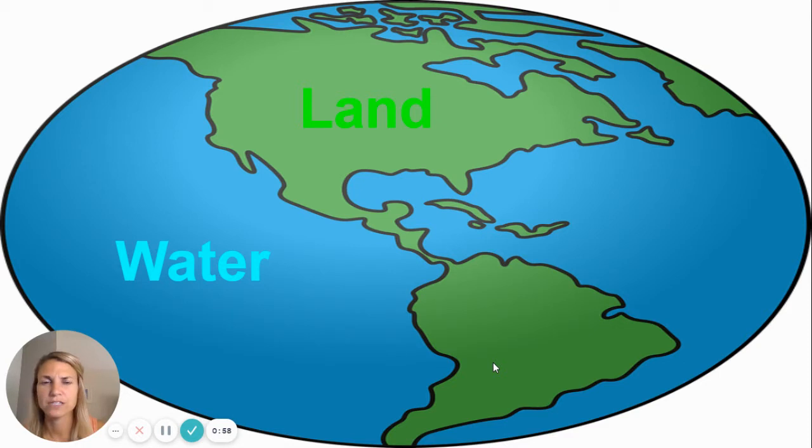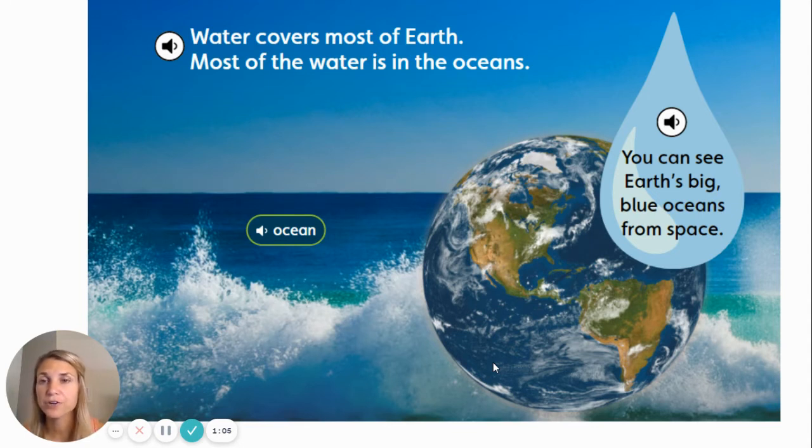So I want you to think for a second. What do you think there's more of? Do you think there's more land or more water? If you said water, you're correct. Water covers most of Earth, and most of the water is found in the oceans on our Earth.